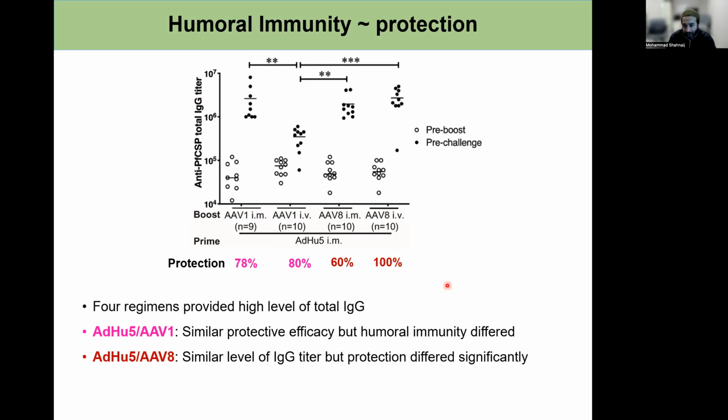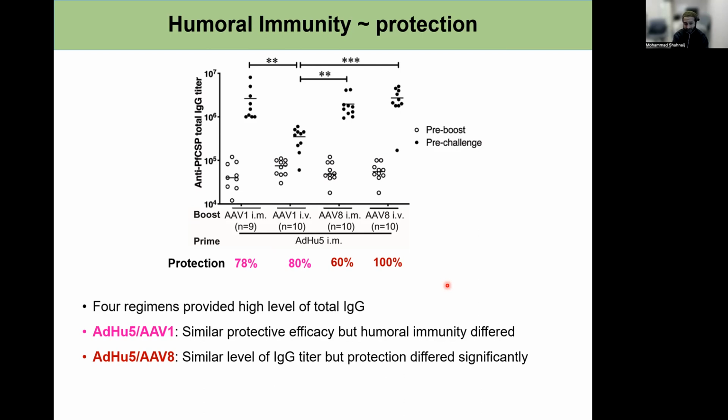So then we checked the humoral immunity. We collected the blood at 2-3 time points. And in the paper, I showed only the before boosting and before the challenge. So it means the humoral immune response after the priming and the boosting. And we found that all of them are sufficient to produce enough humoral immune response.